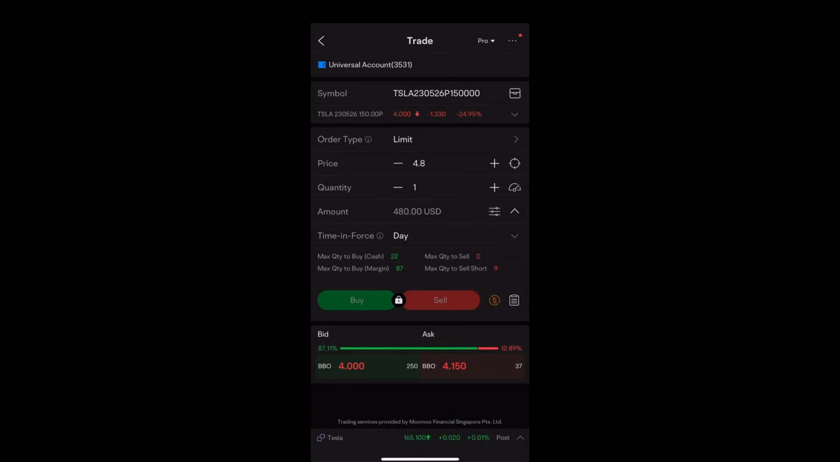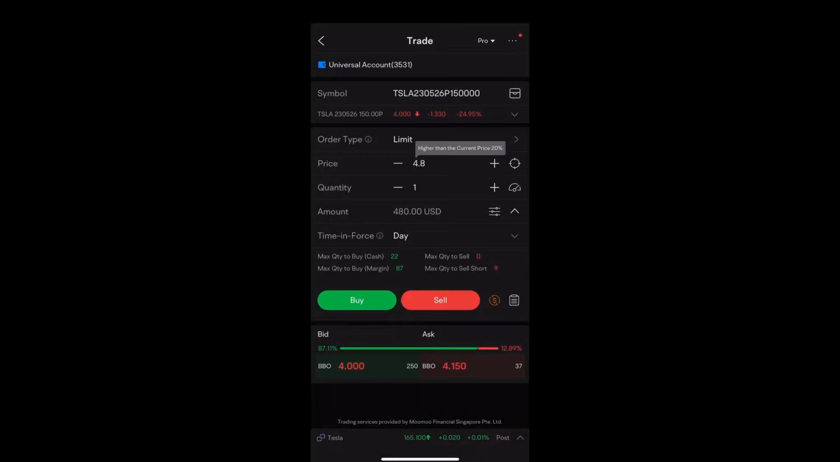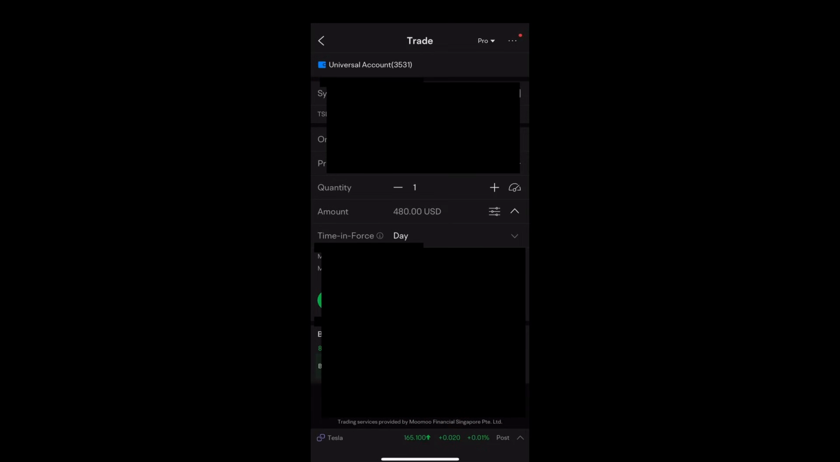And when you're ready, just click on the buy or sell button and Moomoo will prompt for your password. Once your password has been entered, you have to click on the buy or sell button again. And then a warning, or so-called reminder message, will pop up to remind you of the risk. Please do know what you are trading before clicking continue. Once you click continue, all you need to do is to wait for the trade to be filled.